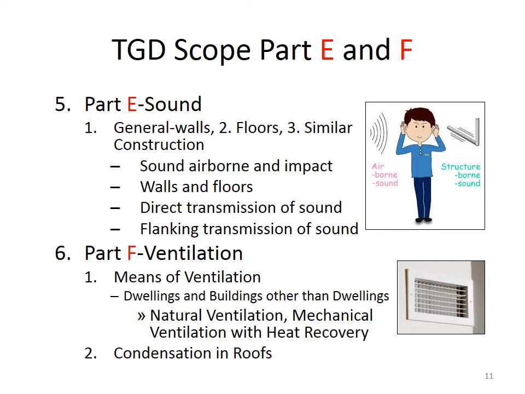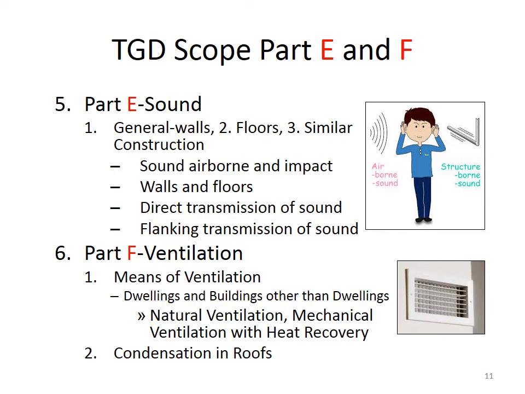TGD scope of part E and F. So number 5 there, part E, is sound, and this focuses on things like the transmission of sound. So we're talking about general walls, floors and similar construction, and how to prevent sound transferring through these parts of the building. Sound, airborne and impact, walls and floors, direct transmission of sound and flanking transmission of sound, which would be up through ceiling voids and down through voids in walls and through cavities and stuff like that.